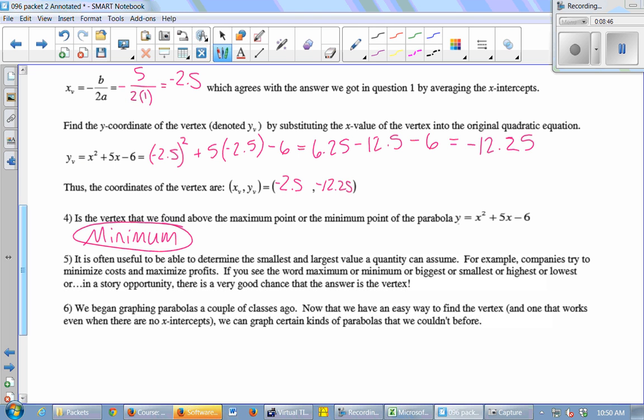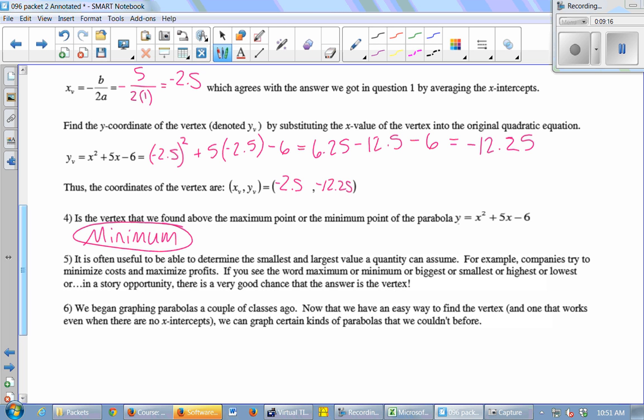Okay. It's often useful to be able to determine the smallest and largest value a quantity can assume. So for example, companies often try to maximize profits and minimize costs. If you see the word maximum or minimum or biggest or smallest or highest or lowest in a word problem or story problem, there's a very good chance that what you're being asked to find is the vertex, right?